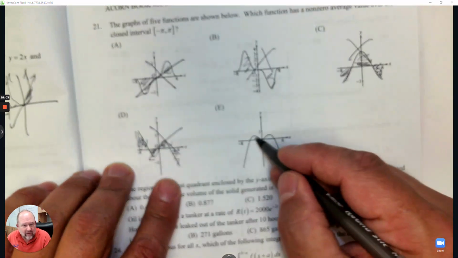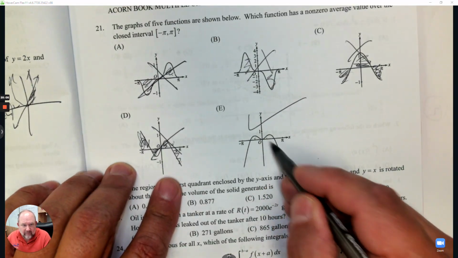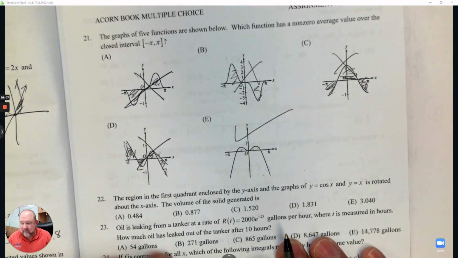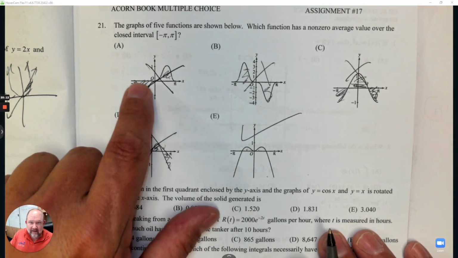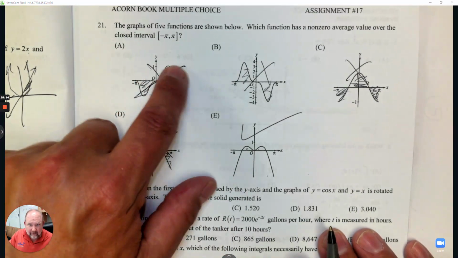All right, so which is the only one? This is clearly the answer. The area above does not match the area below, so that means the average value would not be 0. Because when you integrate, the answer is going to be 0 if the area below matches the area above.